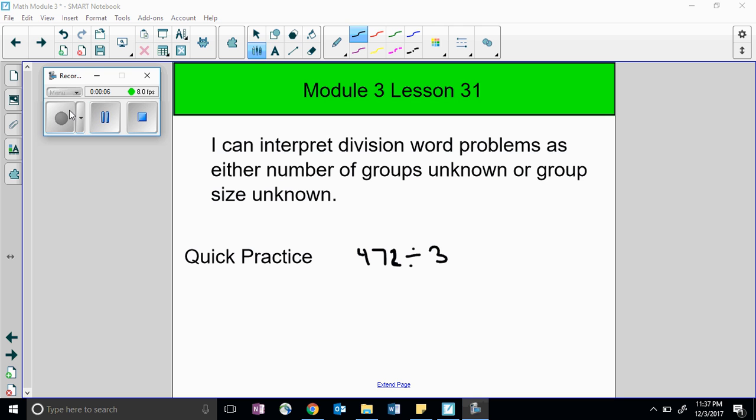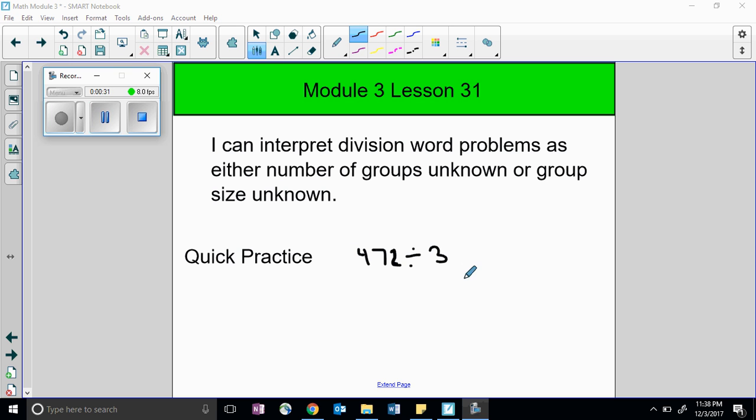Well, today we're doing Module 3, Lesson 31. We are coming into the home stretch of finishing this extremely long division module. Today's I can statement: I can interpret division word problems as either numbers of groups unknown or group size unknown. Those are your only two choices here. Sorry, guys. Once you get that down, we're going to do some quick practice today.